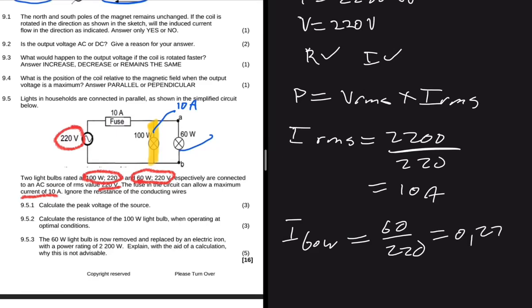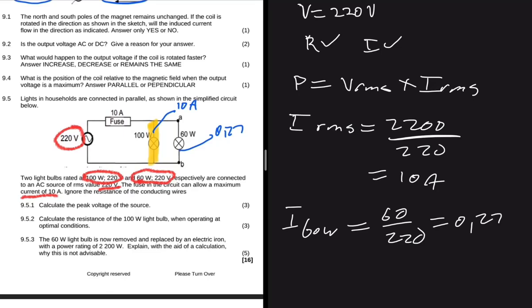0.27. So 0.27. And then the fuse can only allow a current of 10 amps. But now we are requiring a current of 10.27. So what's going to happen? The fuse is going to burn out because the current that is required is greater than that which the fuse will let pass through, right? So it will not be advisable at all to have this electric iron on this circuit of ours.